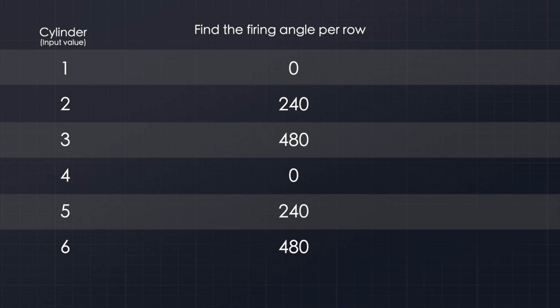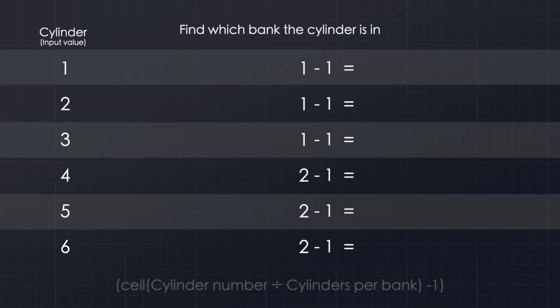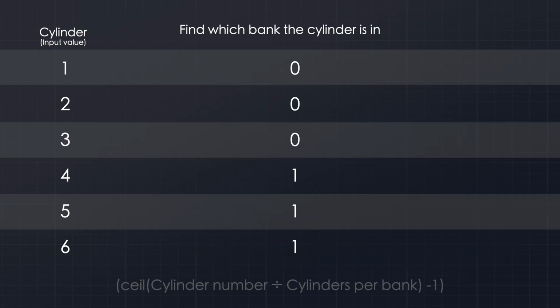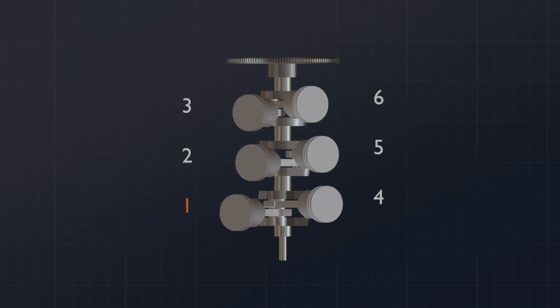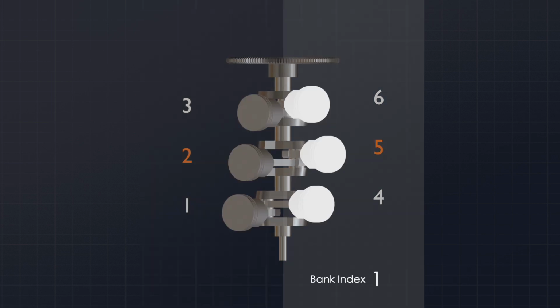We still don't have the full picture yet since we haven't factored in any timing differences based on which bank a cylinder is in. So first, we'll need to figure out the bank index for each cylinder, and we can determine this with the formula. Bank index is the ceil, or rounding up to the nearest integer, of the cylinder number divided by the cylinders per bank, minus 1. So now with that calculation out of the way, we now know which bank each cylinder is in, and we're one step closer. Going back to a diagram of the engine, these cylinders are in bank index 0, and these cylinders are in bank index 1.